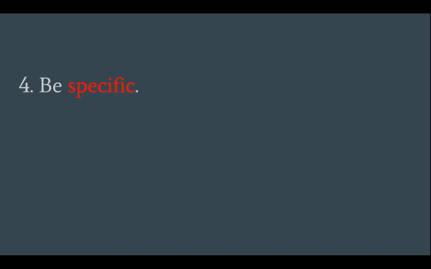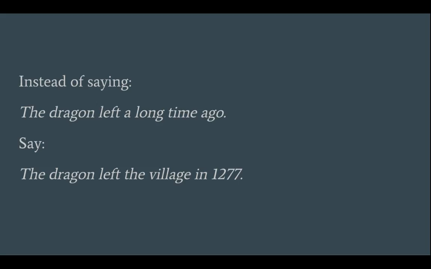Lastly, be specific. This kind of ties into the last one. The more specific you can be about things, the better. Whether it's dates or names or really anything, don't use words like something or someone or that kind of thing. Be as specific as you can. So, for example, instead of saying, the dragon left a long time ago, you can say, the dragon left the village in 1277. Now we know exactly what you mean by where the dragon left from and when a long time ago was. It really just makes it a lot more clear, you'll find as you're writing.